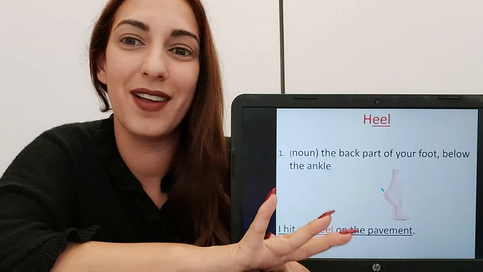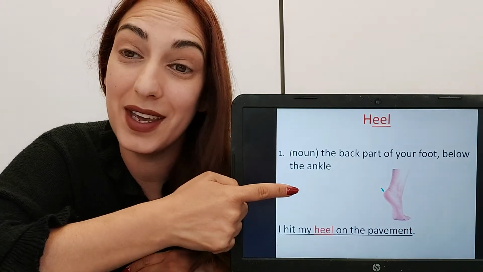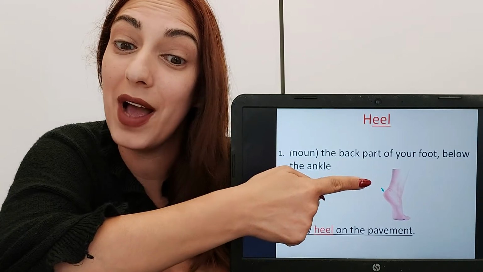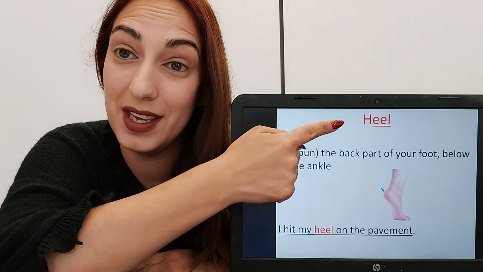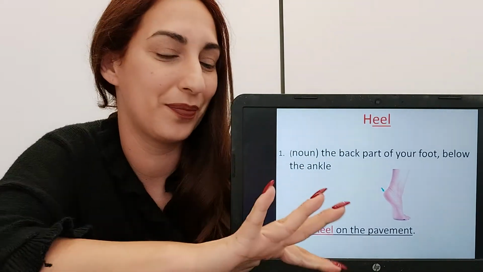And let's move on. Now heel, as you can see in the photo here, heel is the back part of your foot, just below your ankle. So it's a part of your body. So when you have double E, it's part of your body. Let's look at the other heel.